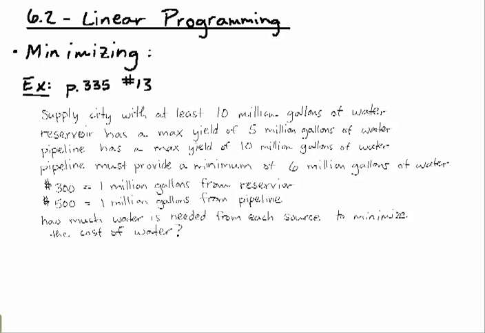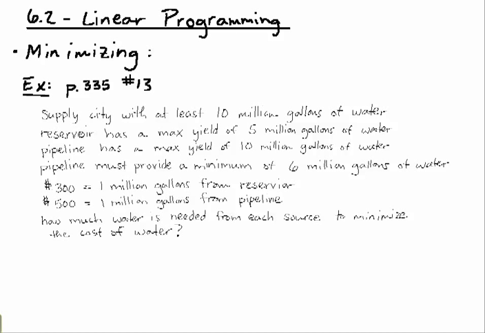The local reservoir has a maximum daily yield of 5 million gallons of water, and the pipeline has a maximum daily yield of 10 million gallons. By contract, the pipeline is required to supply a minimum of 6 million gallons per day. If the cost per 1 million gallons of reservoir water is $300, and that for pipeline water is $500, how much water should the manager get from each source to minimize daily water costs for the city?